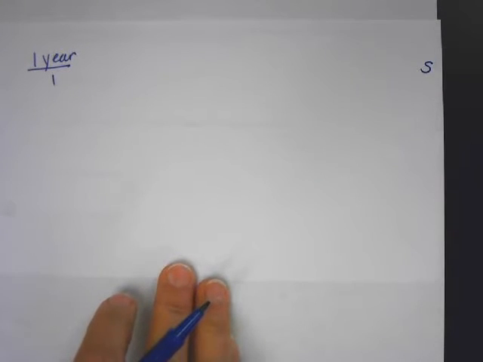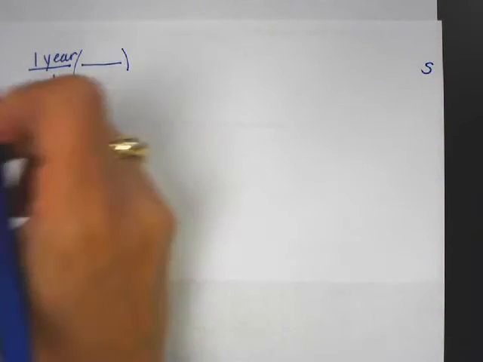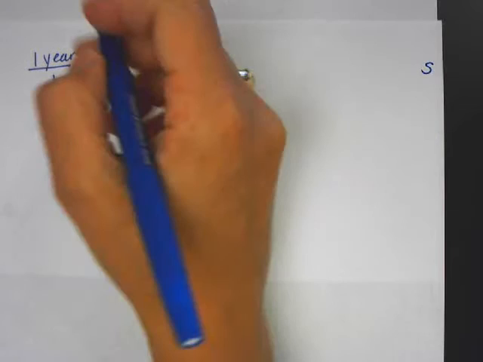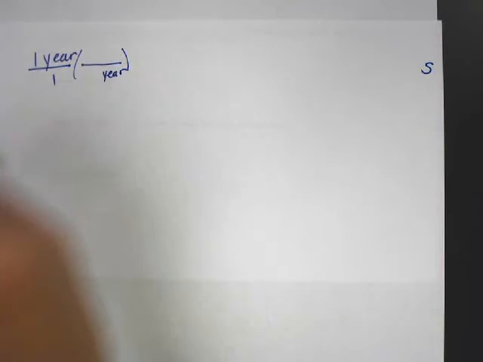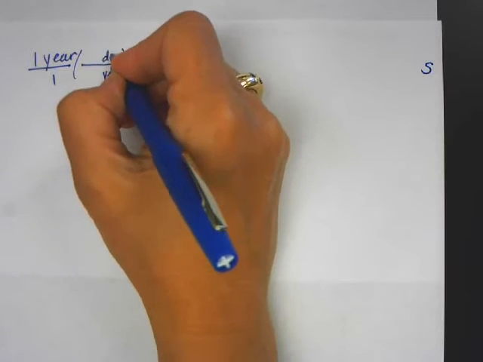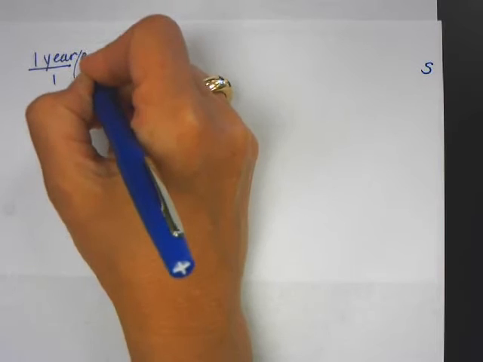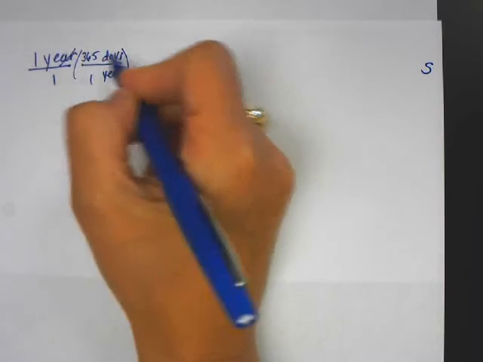Now, I want to know seconds, so I'm going to put seconds all the way on the end because that's what I want to end up with. Where do I start? I start here. So first I write my blank. Because year is in the numerator, I put year in the denominator. That's how I cancel it. Now, I don't know how many seconds are in a year. The only thing that I know off the top of my head is days. So there's 365 days in 1 year. So now my years cancel.